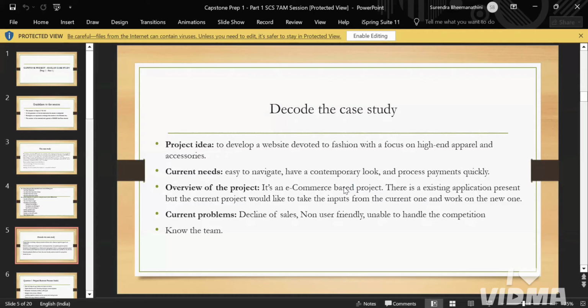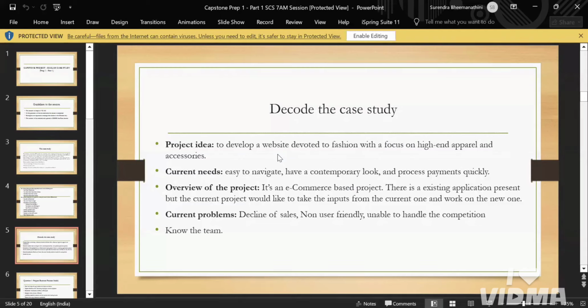The application is already available, but you need to take the inputs from the current one and make a new one. And what are the current problems? The current problems are a decline of sales, non-user friendly, and being unable to handle the competition. So you need to know how to decode the case study. In this way, you identify the idea, needs, overview of the project, and current problems. You need to decode the case study in this way.